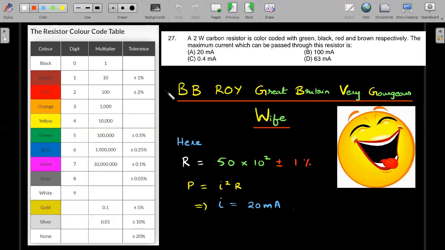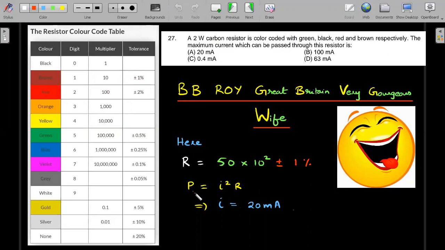Okay, so in the sequence, you could see here the first one is green. So green becomes the digit, so this is 5. The next one is also the digit, which is black, so 0, that is 50. And the third one is the multiplier. So red multiplier is 10 power 2, so into 10 power 2. And had he asked the tolerance, it would have been plus or minus brown, which is 1%.